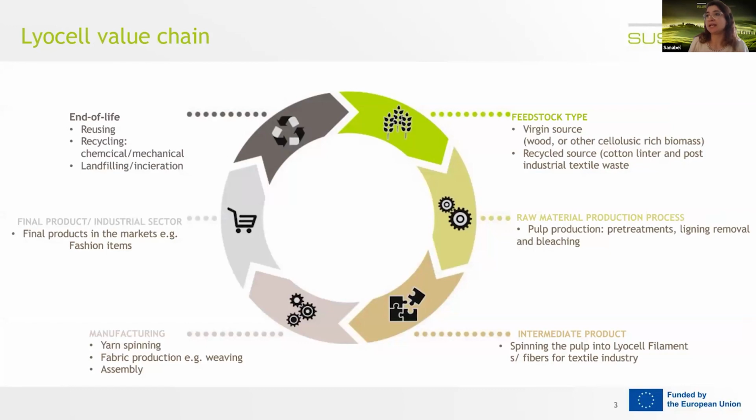So looking into the lyocell value chain, we first need the feedstock. Of course, we have either a virgin source, wood, or a recycled source. And then these raw materials are transferred into a pulp by a pulping process. After that, this pulp is spun into filament or fibers. Then it's spun into a yarn by different spinning processes, rotor or ring, others, and then this can be transferred into a fabric. And of course, lyocell can be used in woven, non-woven, and knitting material.